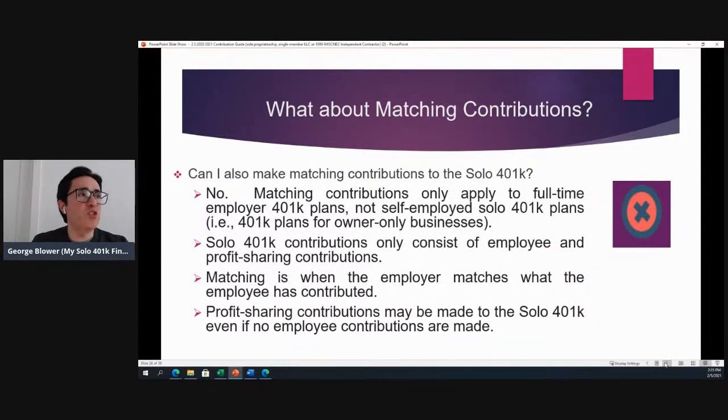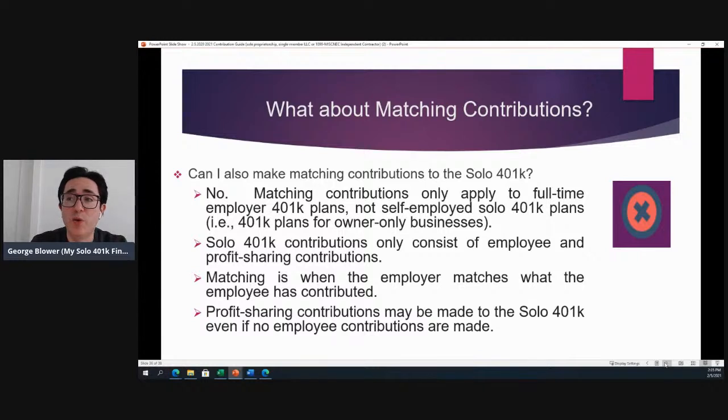What about matching contributions? Can I also make matching contributions to the solo 401k? That's a common question and understandable, especially if you're coming from a corporate environment where you always had a match. So matching contributions do not apply to solo 401k plans. They apply to full-time employer plans. So plans that are for owner-only businesses, a one participant plan, a solo 401k, matching contributions do not apply. Solo 401k contributions consist of the contribution types that we went through: employee and employer contributions.